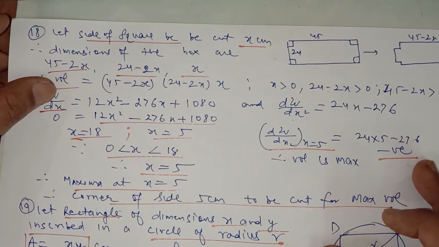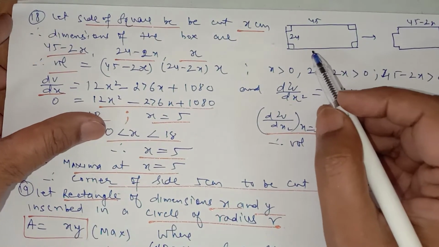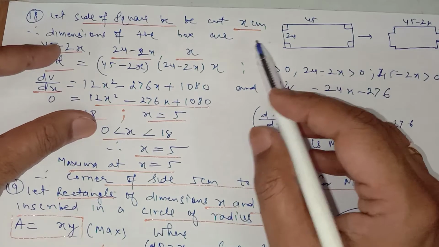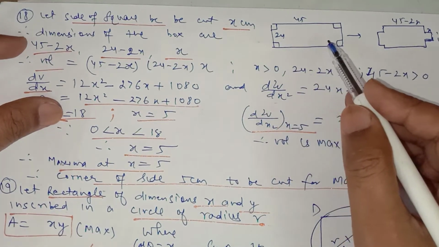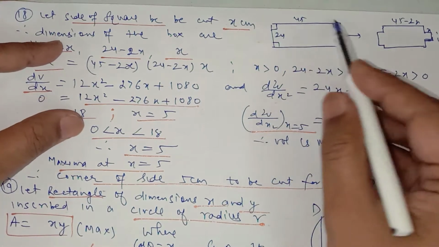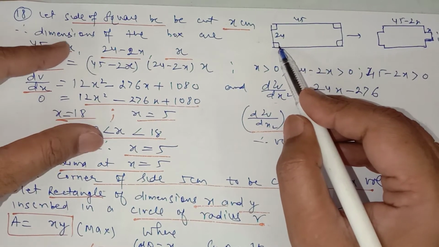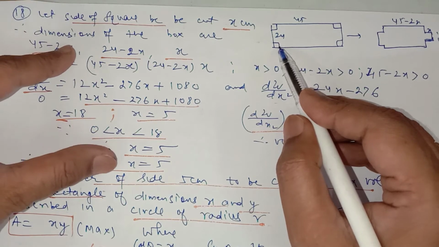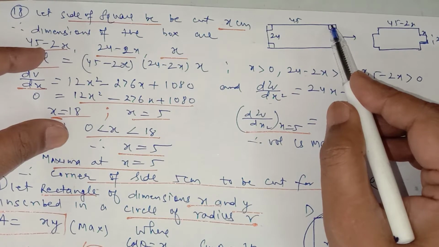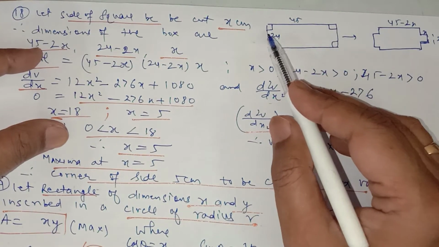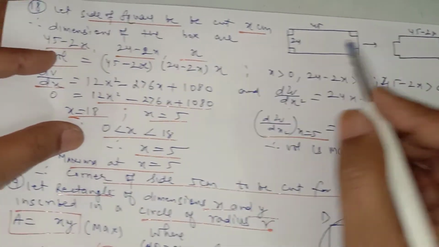Now similarly is question number 18. In place of a square cardboard, we have a rectangular cardboard, and again you have to cut the corners so that the volume of the box made should be maximum. So this is a rectangular piece. Let the side of the square to be cut from the corner be x centimeter. Then the dimensions of the box will be 45 minus 2x and 24 minus 2x for length and breadth, and the height of the box will be x as usual.